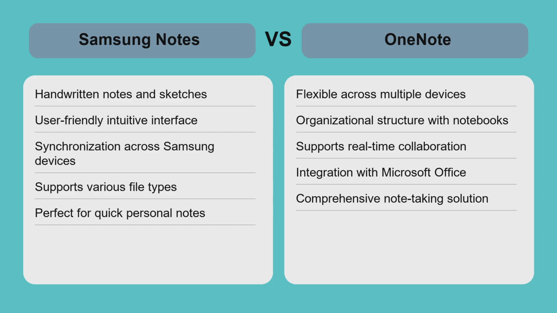The trade-off lies in platform compatibility. Samsung Notes is limited to Samsung devices, while OneNote is accessible on various platforms, including Windows, Mac, and mobile devices. Choose Samsung Notes for quick personal notes or OneNote for a more comprehensive collaborative approach.